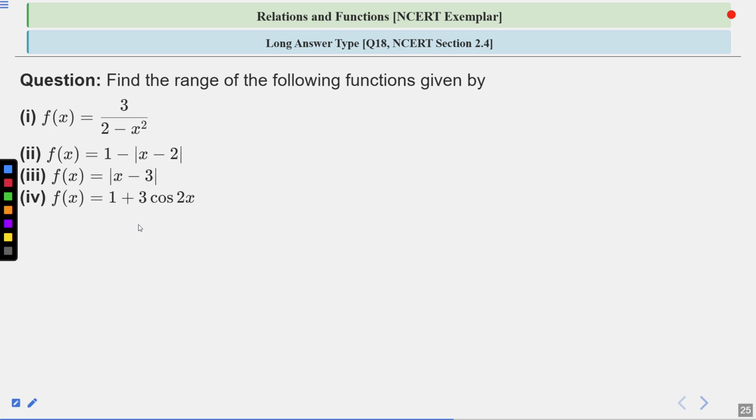Now this question. The range of the following functions given by, so we have to find out the range. f(x) is 3 by 2 minus x square. f(x) is 1 minus mod x minus 2. f(x) is mod x minus 3. f(x) is 1 plus 3 cos 2x.